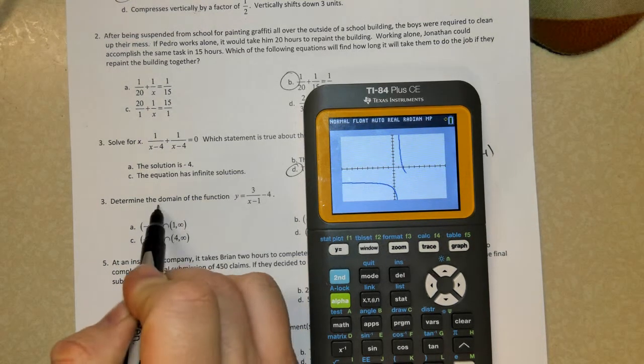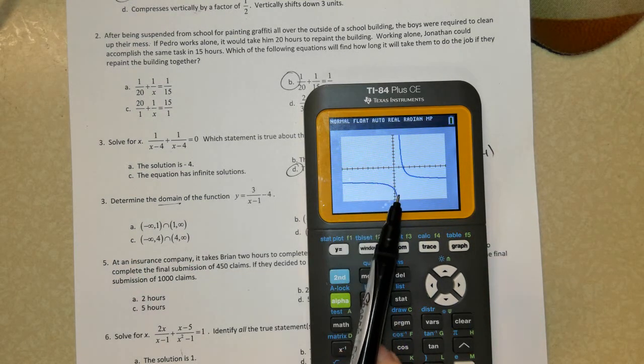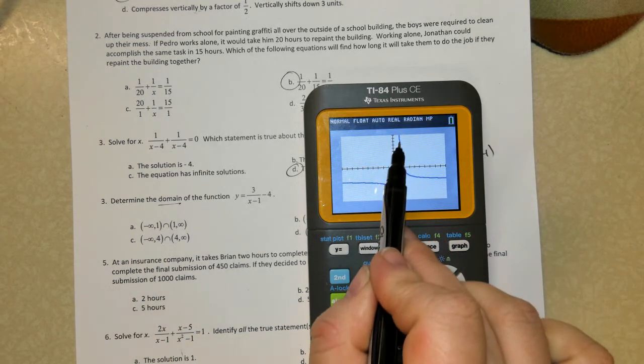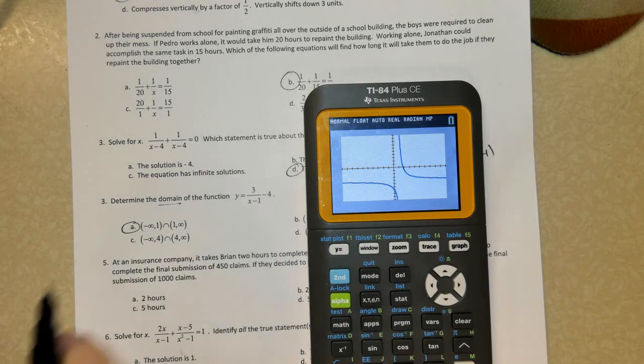And now what is the domain? So describe the x's. It comes from the far left, continues to move to the right until it approaches 1. So negative infinity to 1, and then it hops over the asymptote and goes from 1 to positive infinity. Correct answer is A.